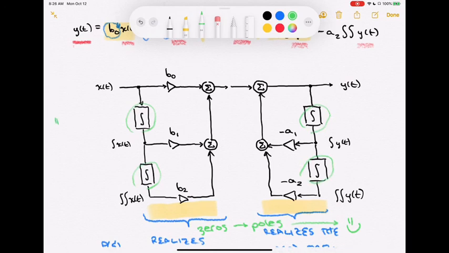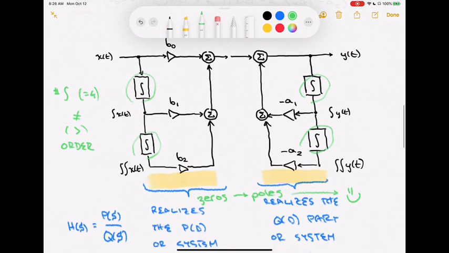So the number of integrators, which in this case equals 4, is greater than the order of the system. So maybe I'll just write this out as the order of the system. I have a second order system, but I'm using 4 integrators. That in a sense is going to turn out to be not so great.